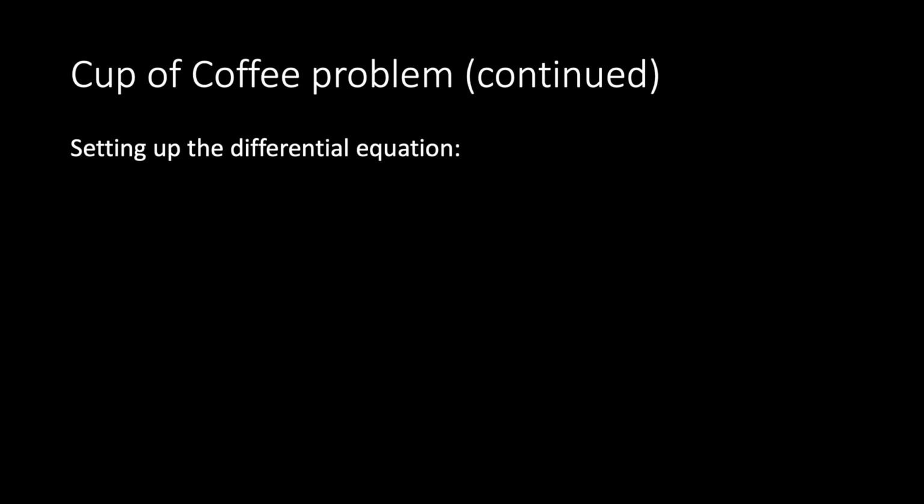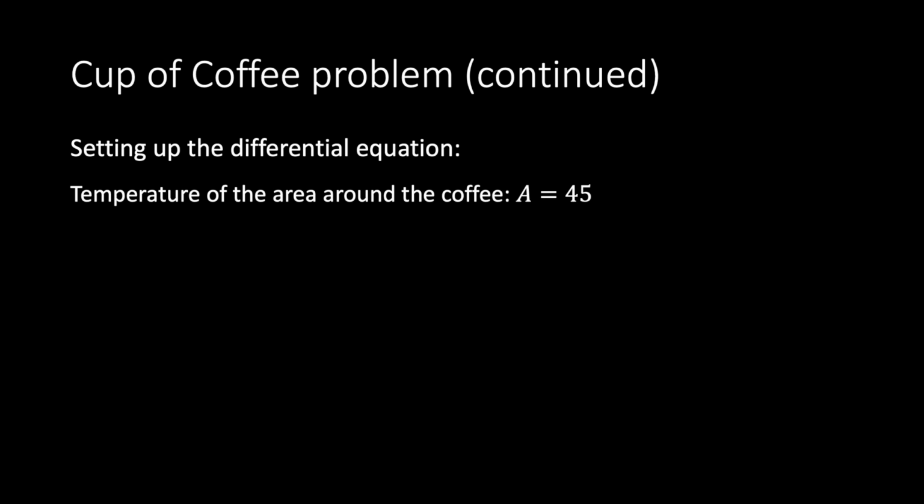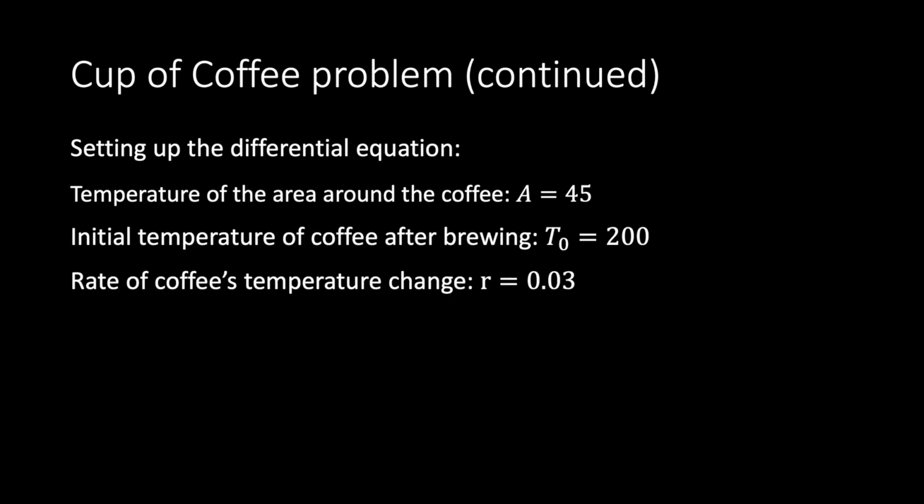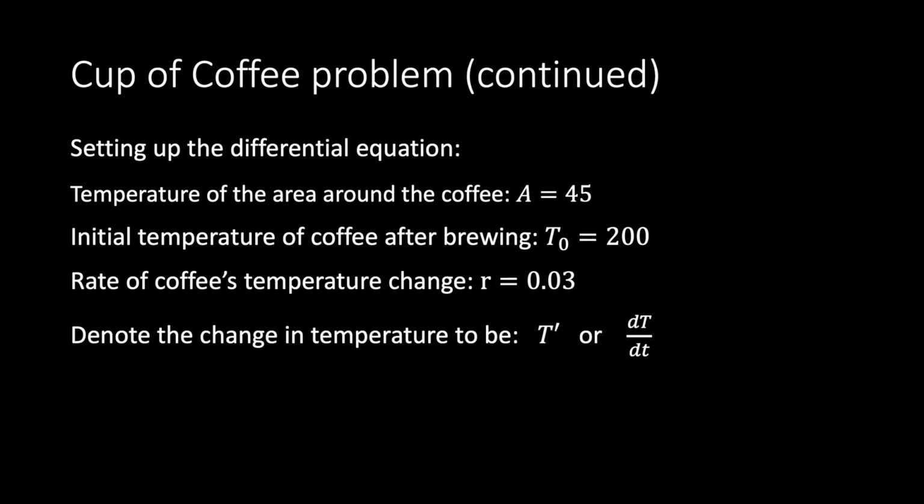This problem can be set up as a differential equation. The temperature outside is 45 degrees, the initial temperature is 200 degrees, the rate of change is 0.03, and we can denote the change in temperature of our coffee to be T prime or dT over dt. Finally, we can write our differential equation to be dT over dt is equal to r a minus r T.